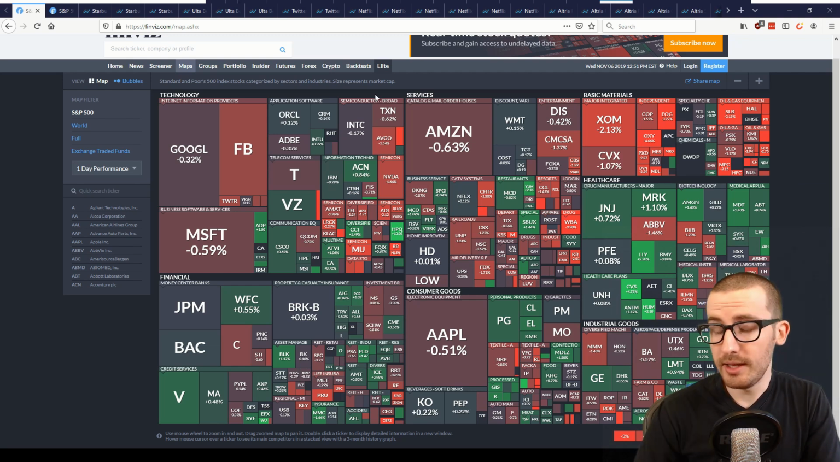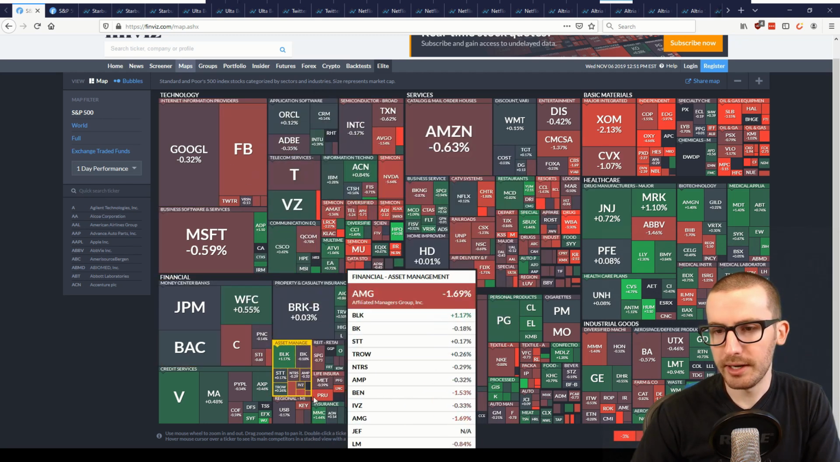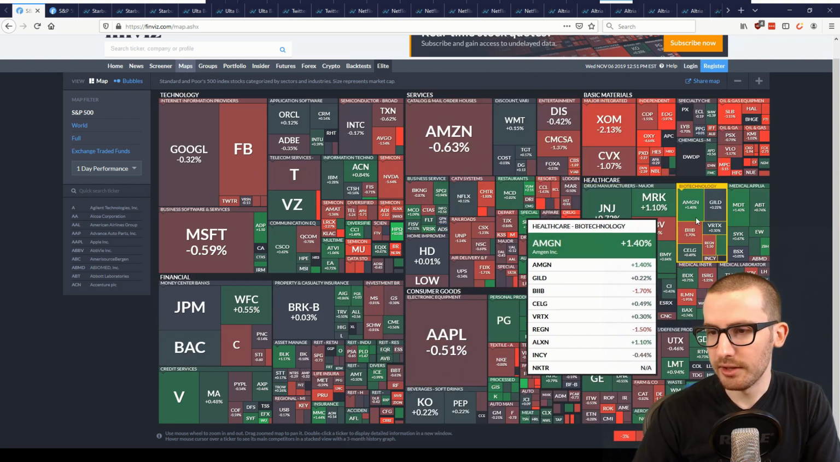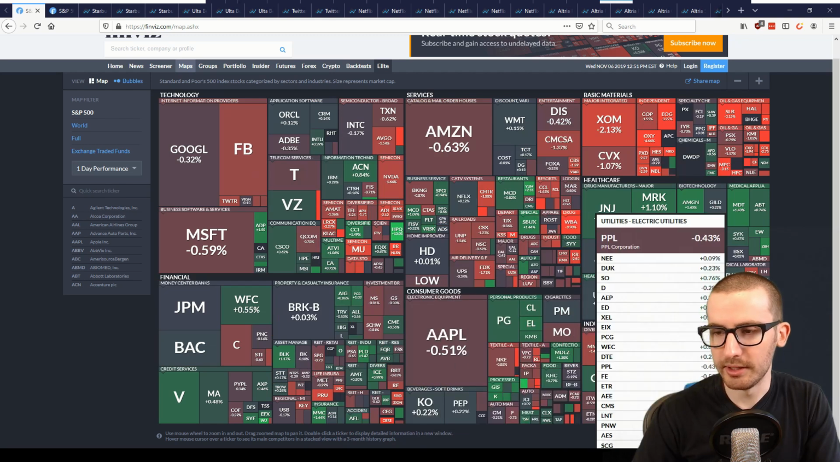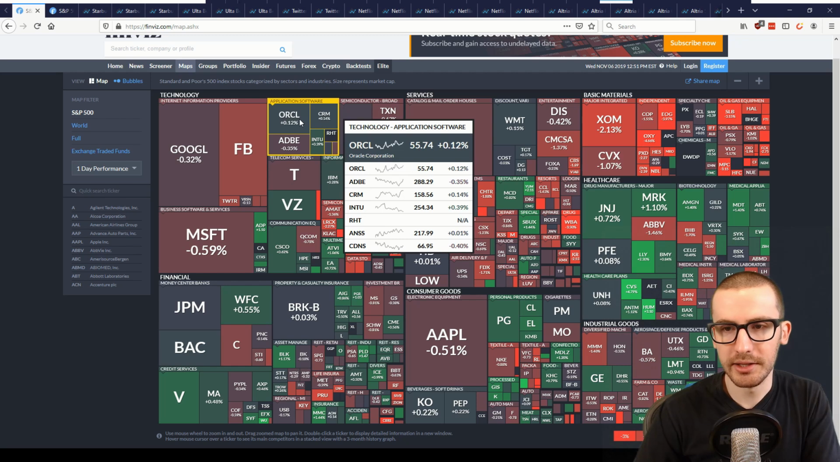The heat map is organized both into broad sectors as well as subsectors, so you have the large technology sector here, financials, consumer goods, services, basic materials, healthcare, industrial goods, and utilities. Within each sector, there's also subsectors. So for instance, within technology, there's the application software subsector. So you can see what companies are grouped in different subsectors.